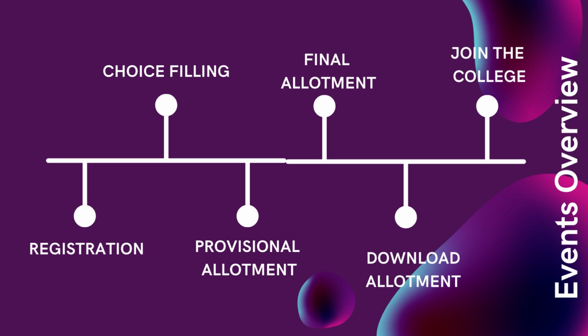If we find a discrepancy in that, we can report to them. After that, they will release the final allotment list. Then we should log in to the MCC portal, download the allotment order, and report or join the allotted college. The process is the same for all the rounds of the counseling.